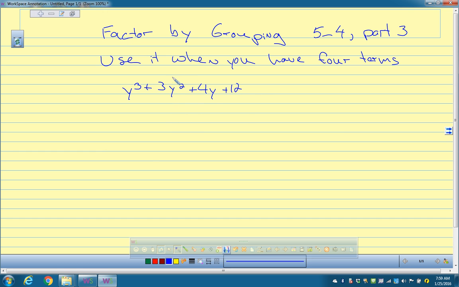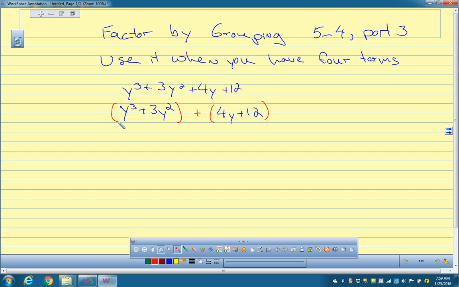And the way that factor by grouping works is you kind of look at this, you say, I'm going to put this thing into two groups. So you take y cubed plus 3y squared. I'm going to put it into one group like this, which I'm allowed to do. And then I'm going to put 4y plus 12. I'm going to put that in another group. Okay?